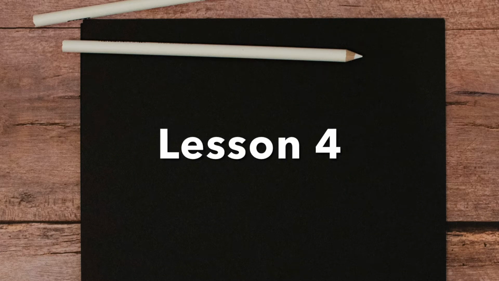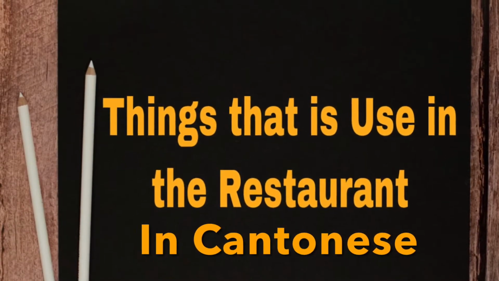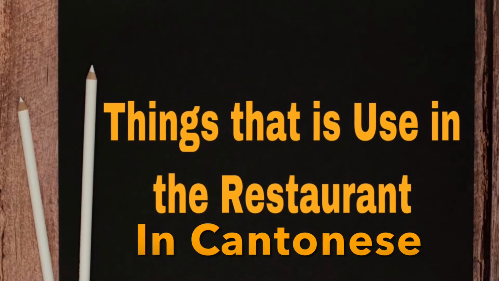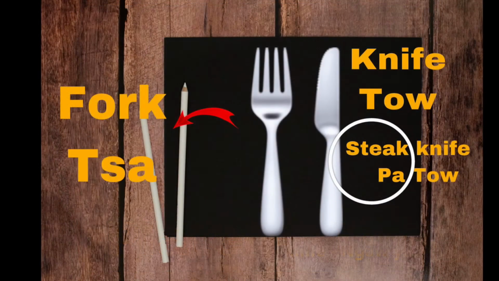Lesson 4. We are going to learn the things that are used in the restaurant in Cantonese. Plate, tip. Fork, cha. Knife, toe. Steak knife, pato. Butter knife, ngao toe.